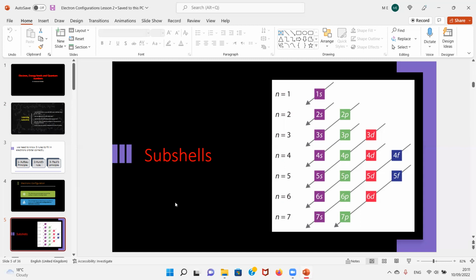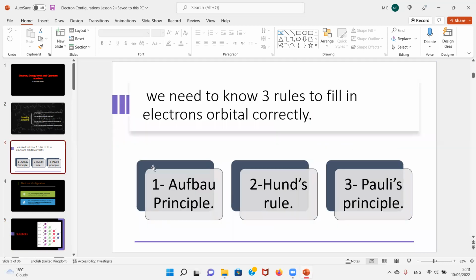So if we want to distribute the electrons around the nucleus, we have to follow 3 rules. And these are the Aufbau principle, Hund's rule, and Pauli exclusion principle. So last time we explained that, and briefly I will recap on this.